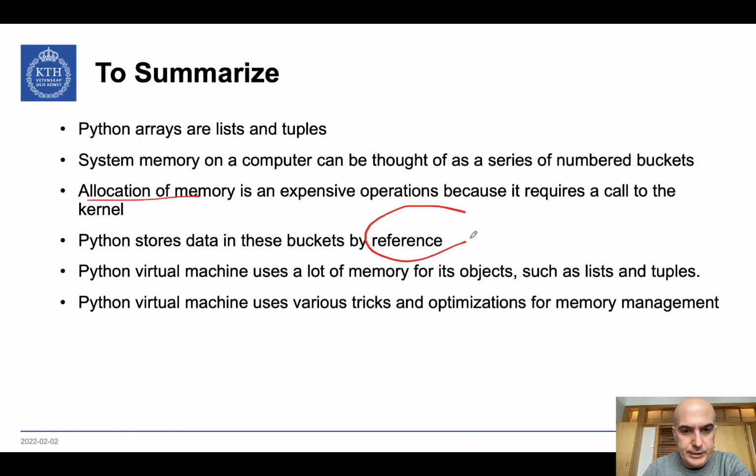We mentioned that the data in Python is stored in buckets by reference. In general, the Python virtual machine uses quite a lot of memory for its objects, such as lists and tuples, but it is also trying to utilize various tricks and optimizations for memory management. That is the last slide, and talk to you soon.